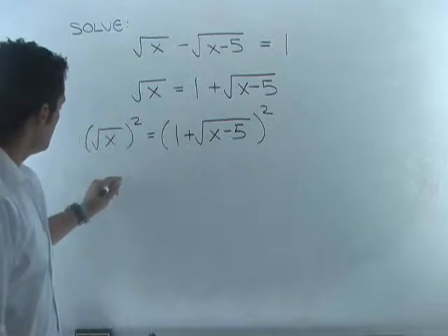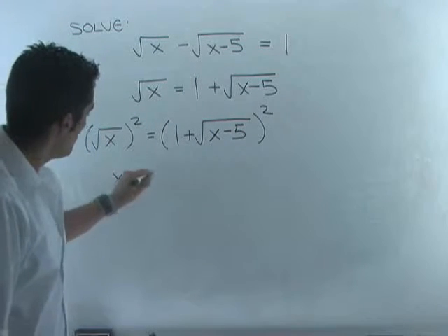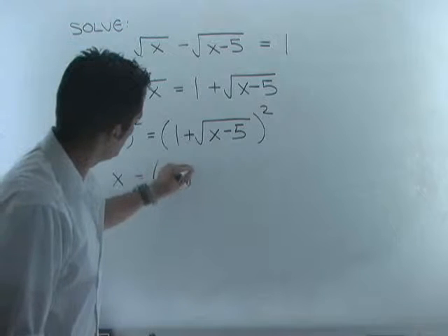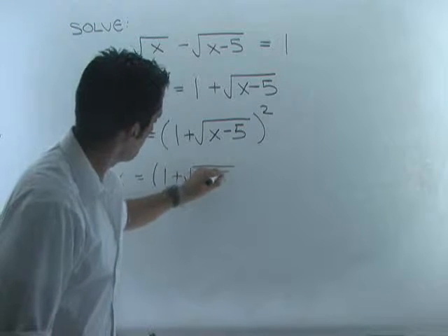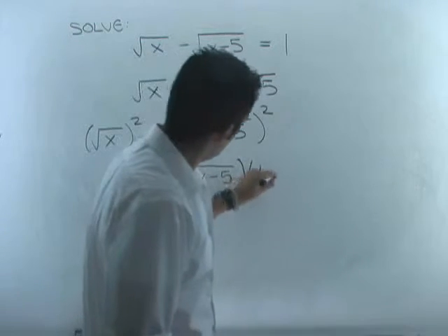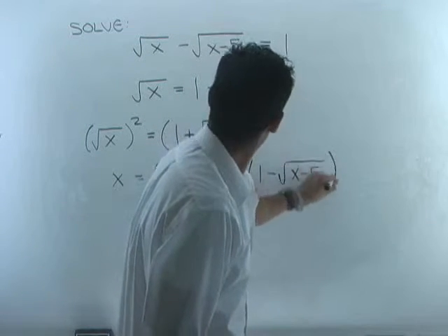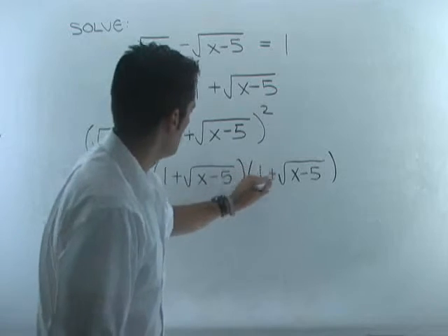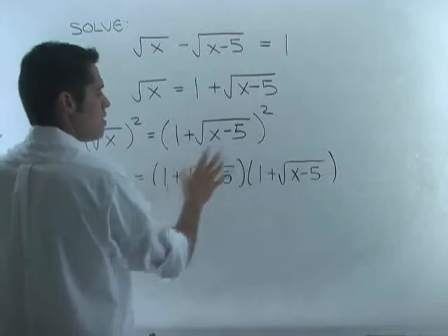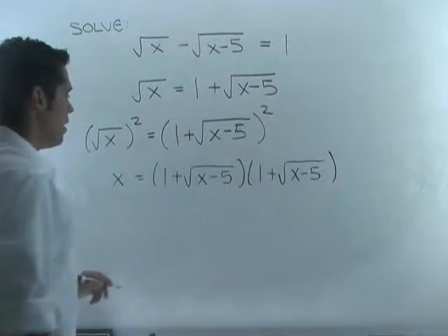Now the left side's easy. It just becomes x. But the right side is 1 plus the square root of x minus 5 times 1 plus the square root of x minus 5. I'm sorry, I should say plus. That was a plus there. So this times itself. That's what happens when you square it.